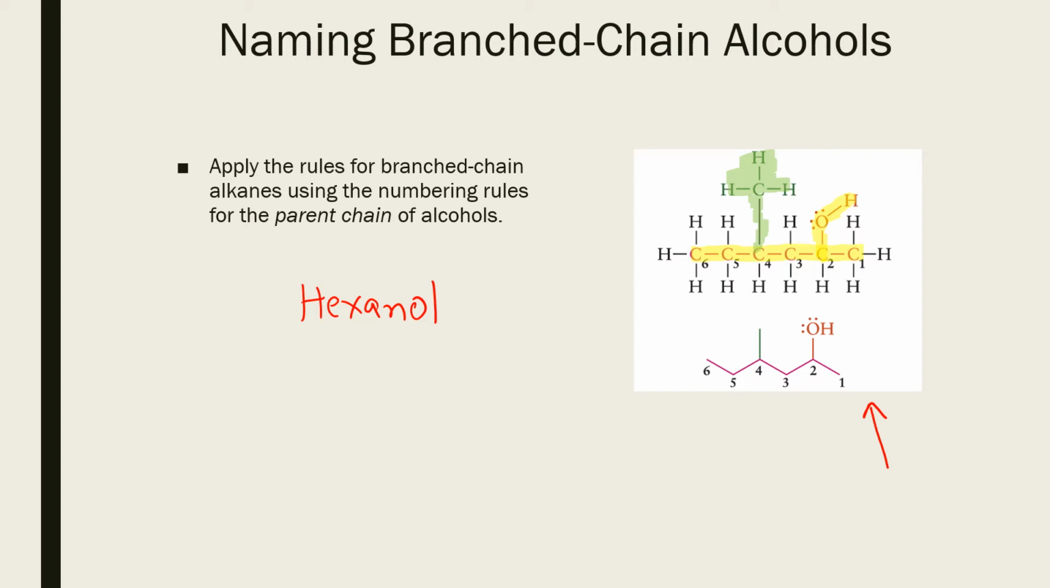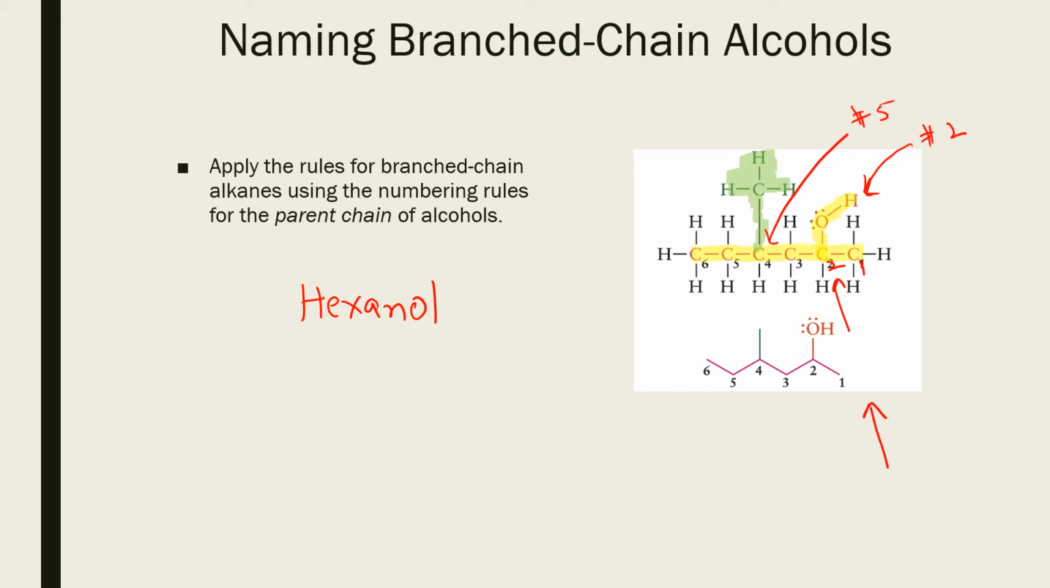Now we need to identify the locator numbers. Again, as we learned in the previous slide, the numbering of the parent chain is done from that side where the OH group is closer to. So in this case, again, the OH group is closer to the right hand side, so therefore we will number from the right hand side. So this will be carbon 1, 2, 3, 4, 5, and 6. So the OH group is connected to number 2 carbon, and our methyl group is connected to number 5 carbon. So now we know the locator numbers.